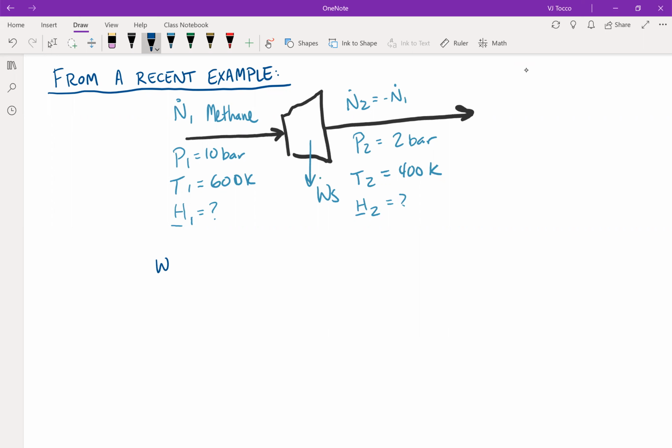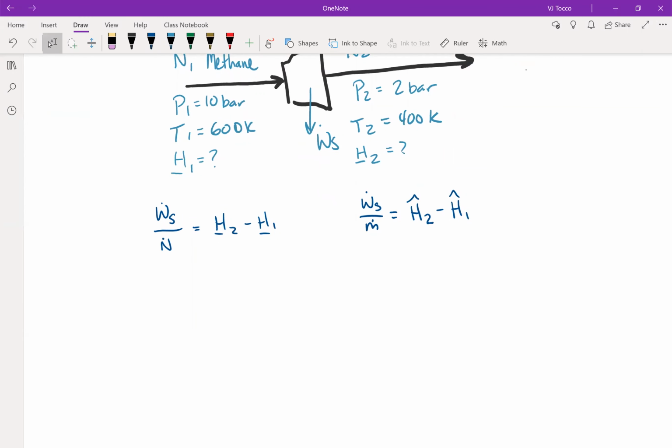By an energy balance, I got back that the shaft work per unit mole was equal to the change in molar enthalpy. And just as a quick aside, you could also do an equivalent energy balance. You could have said shaft work per mass was equal to h hat 2 minus h hat 1. And these are equivalent. Mostly in thermo, we work on a per mole basis, but either one of those will work. And then we set out to find what H2 minus H1 is.